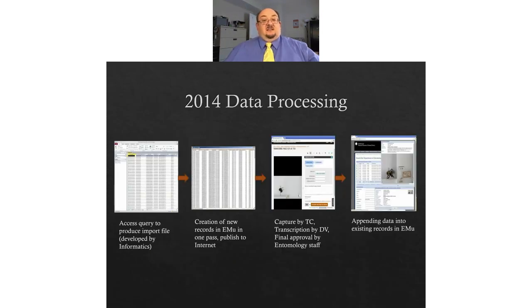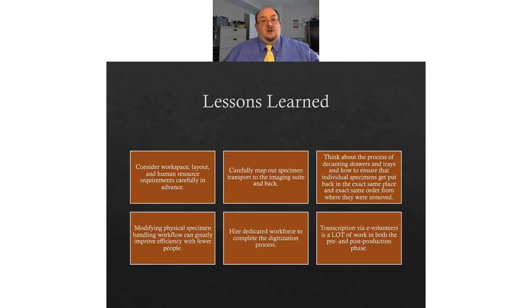We also had to get the labels transcribed. That wasn't something that was being done by staff. So we used the transcription center at the Smithsonian to use e-volunteers to do it. And anytime you do that kind of thing, you also have to have quality control and data curation after the fact. And so it was a tremendous amount of work. But again, it was an extremely successful project.